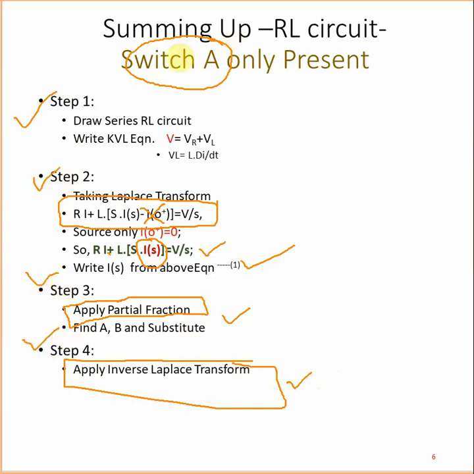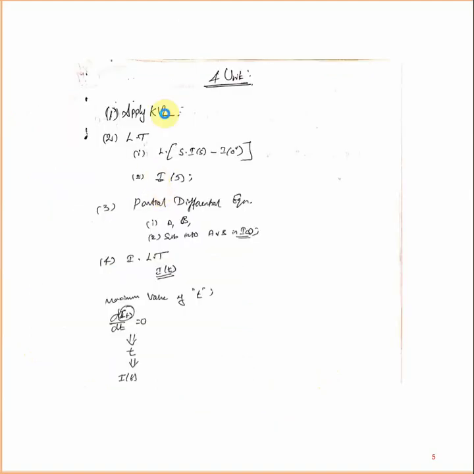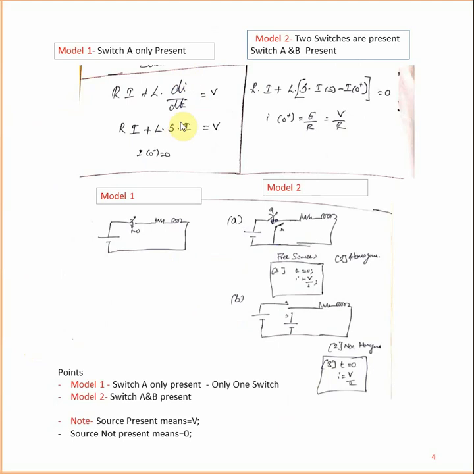So if only one switch is present, don't consider that. Simple to say, it's this formula: L into S into I.